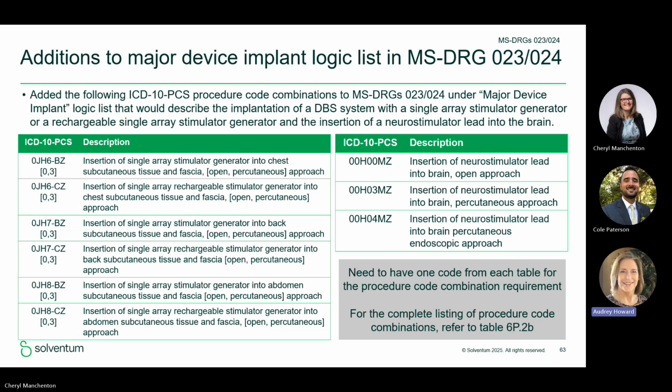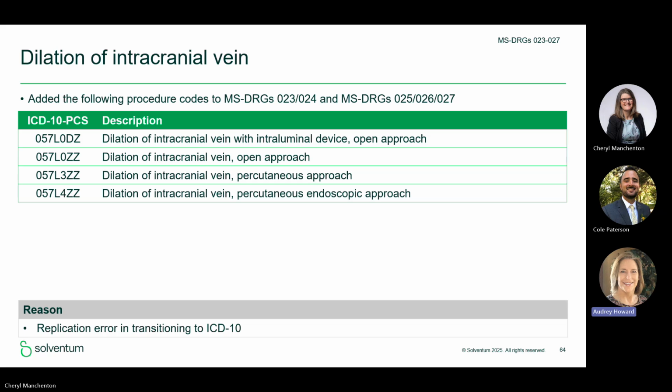And then for those that are interested, this was just summarizing it for this slide, but if you want to see the entire list, it's 36 different procedure code combinations. Refer to table 6P.2b on the cms.gov website. Going on, they added the following procedure codes to both MSDRGs 23 and 24, as well as 25 through 27, because once again, it's a replication error when we were transitioning to ICD-10.